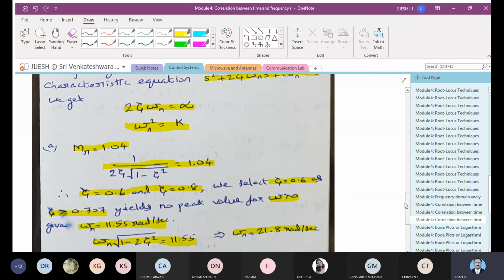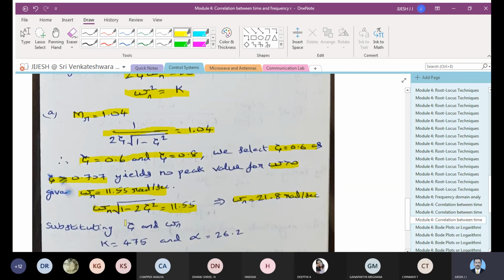So one of the values you have already completed, that is omega n. Omega n you got as 21.8 radians per second. We got this value with the help of zeta and the omega r value. Once you get omega n, see omega n square is k, which we have already written, so we can find out k as well. Once you get all these parameters, you can find out alpha as well. So let us find out those values.